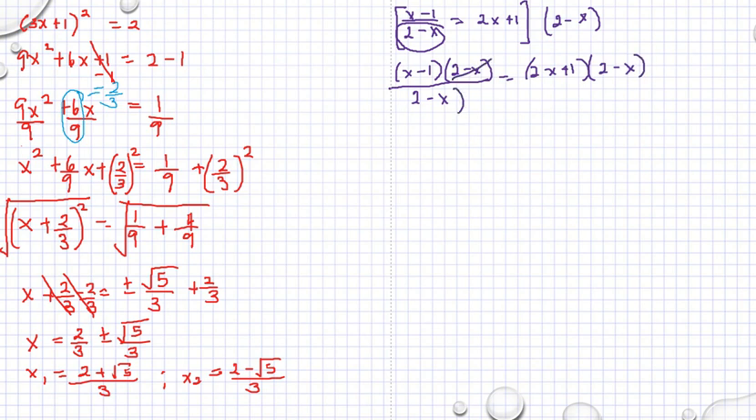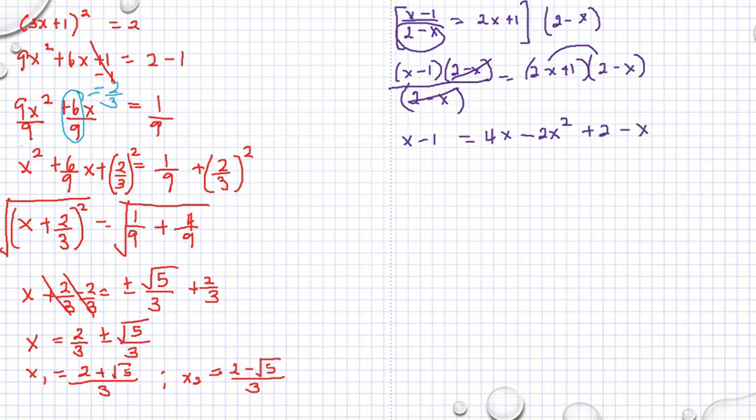This one is 0. I will group that so that 1 I should say. This one is 1. Then we have only x minus 1 on the left hand side. If we multiply that, we have 4x minus 2x squared plus 2 minus x.